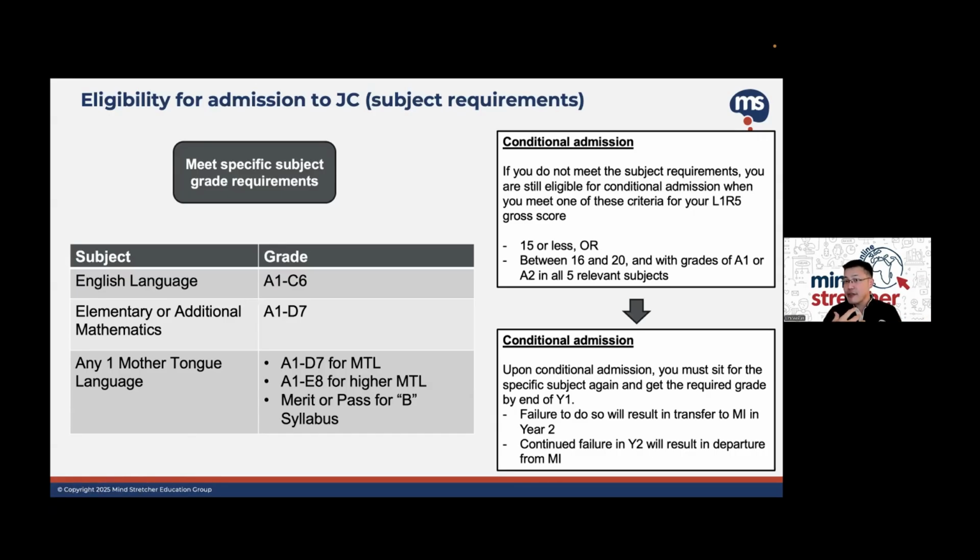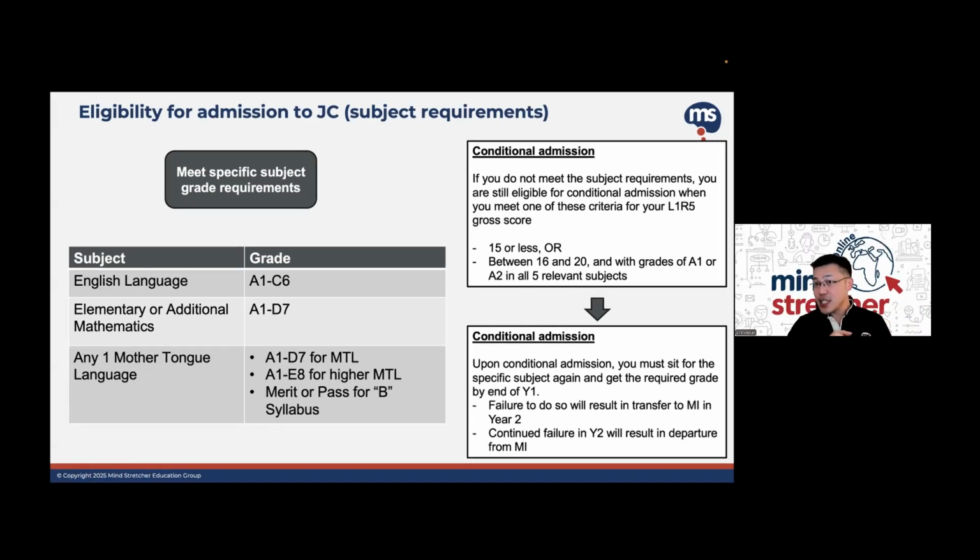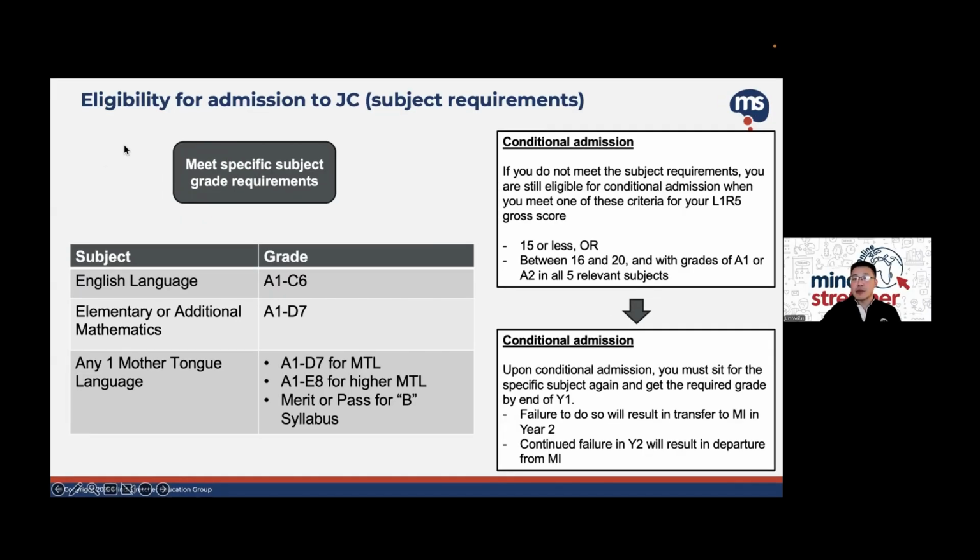So perhaps just to clarify a bit on that, if you do fall under such a category, there is this idea of what we call a conditional admission. How the conditional admission works essentially is, if you do not meet the subject requirements, you can still go into the school provided you meet one of two criteria. That means either your L1R5 was 15 or less, or it's between 16 and 20 and you get A1 and A2 for the five relevant subjects. That will allow you to go into the school on a conditional basis.